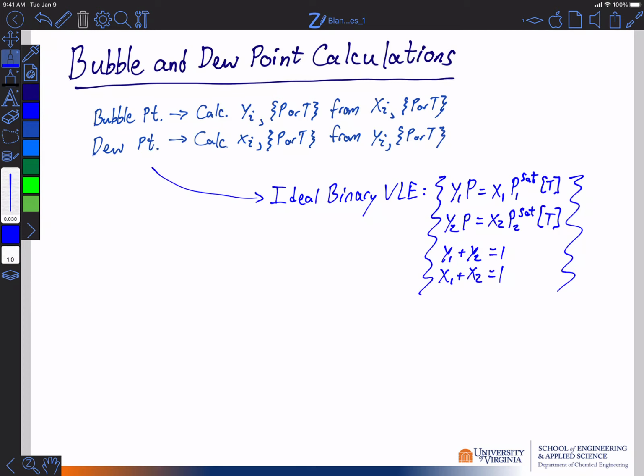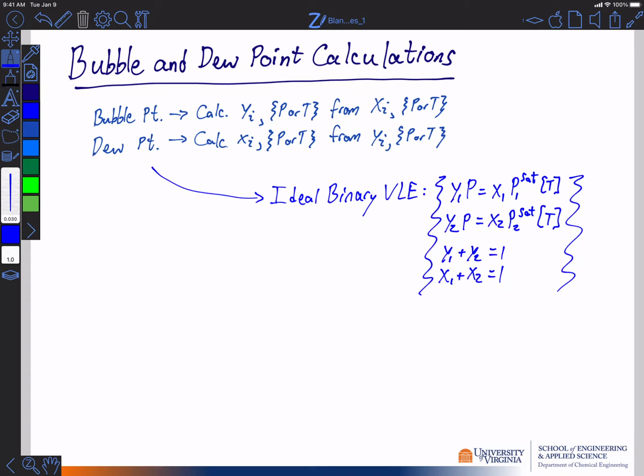Early on, we talked about the idea of doing bubble and dew point calculations. And we talked about this within the framework of ideal binary vapor liquid equilibrium, right? Using Raoult's law and our material balances in order to ultimately, for example, calculate the vapor composition at a particular temperature and pressure from the liquid phase composition at the opposite, either temperature or pressure, depending on whether we were doing a bubble point temperature calculation or a bubble point pressure calculation.